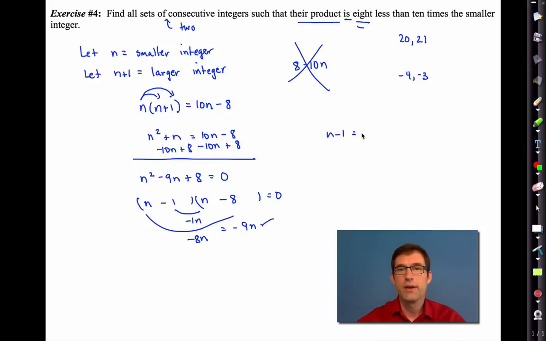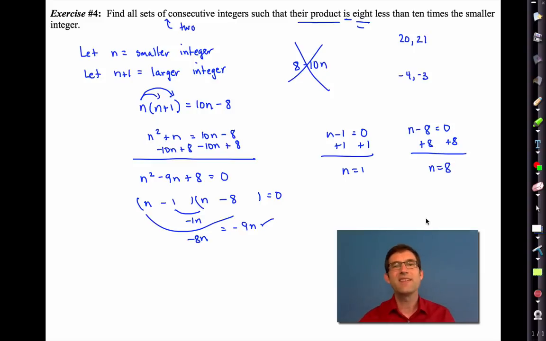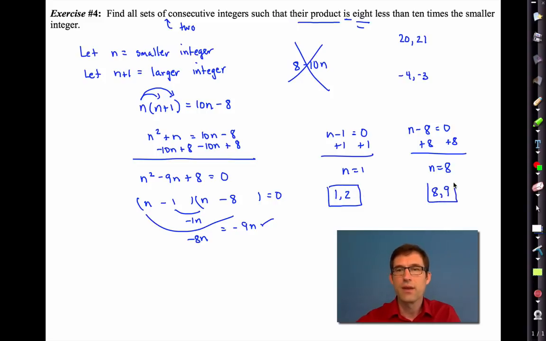So n minus 1 equals 0, n minus 8 is equal to 0, plus 1, n equals 1, plus 8, n equals 8. Now, that doesn't actually answer the question, because I want all sets of consecutive integers. So one set is 1, 2. The other set is 8, 9. All right, so we should always make sure we answer the question.